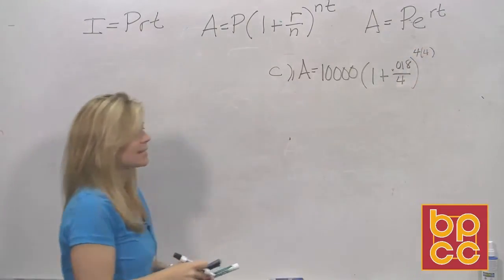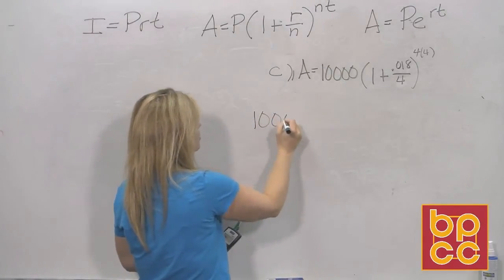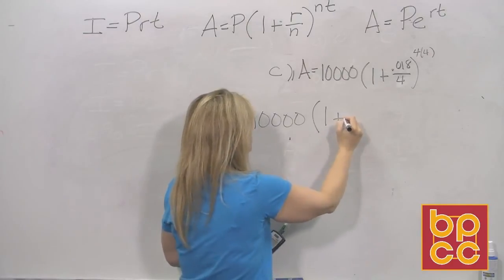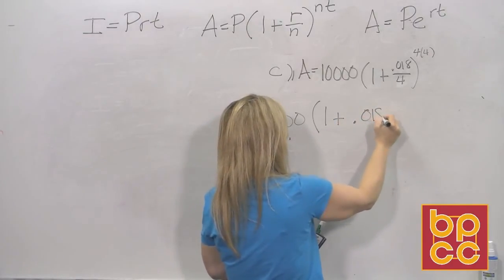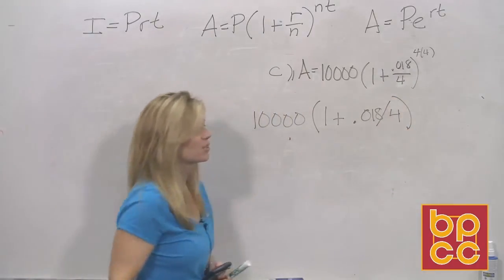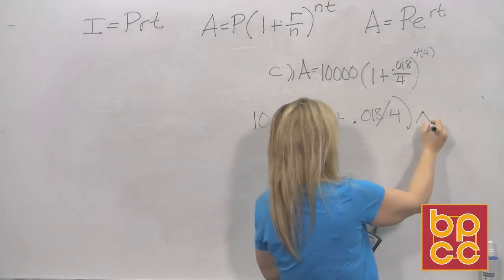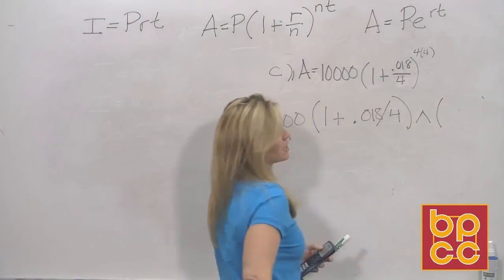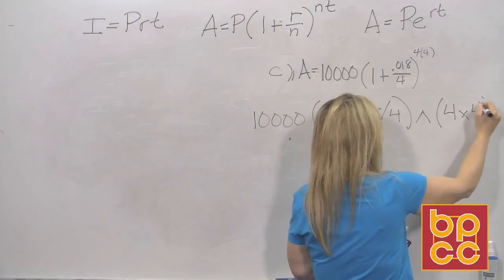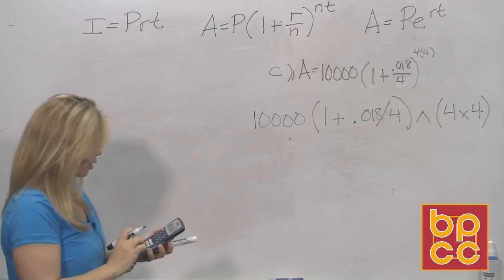So again, it's a typing exercise. You type what you see. 10,000, open parentheses, 1 plus decimal point 0.018, division 4, close parentheses. Uh-oh, now an exponent's coming. I've got to put a caret. I've got to open a parentheses. What's in the exponent spot? 4 times 4. So I'm going to type that in.